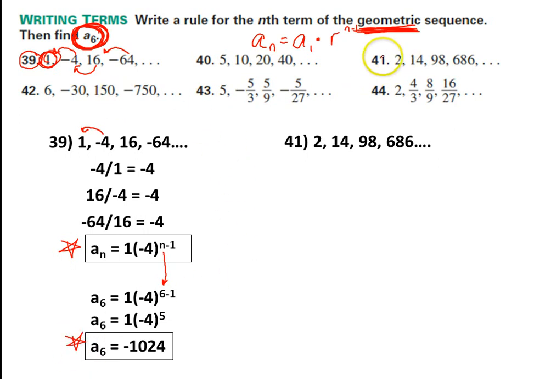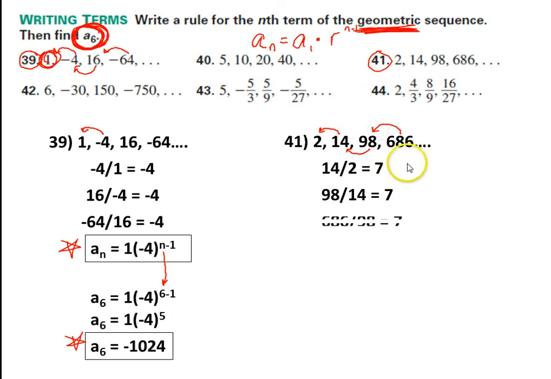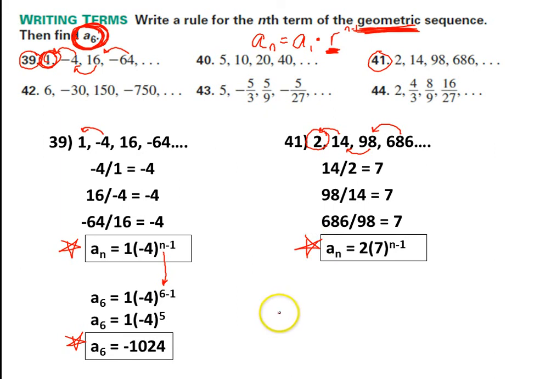Same thing, number 41. Again, they tell us it's geometric, so we know we're looking at our ratios. 14 to 2, that's a ratio of 7. 98 to 14, ratio of 7. 686 to 98, ratio of 7. So plug them in. My ratio is 7. And what's my a sub 1? Where are we starting? My a sub 1 is 2. So a sub n equals 2 times 7 to the power of n minus 1.